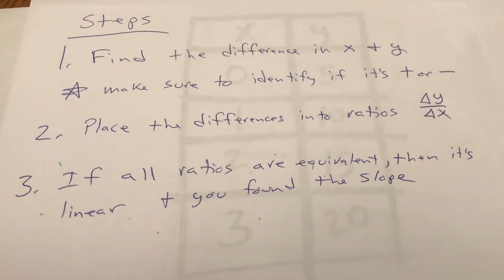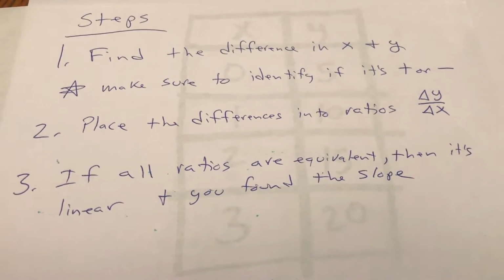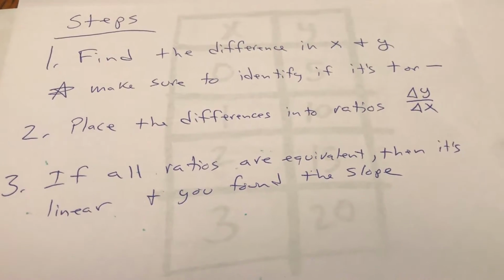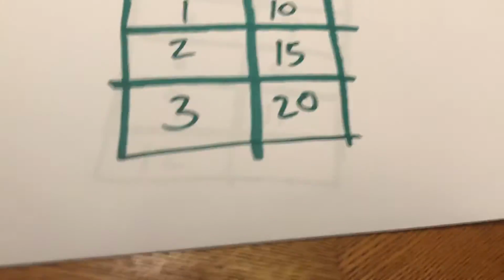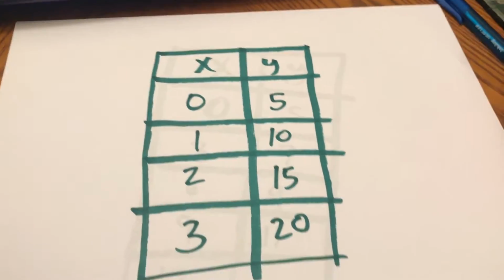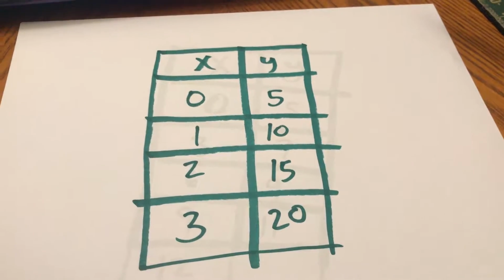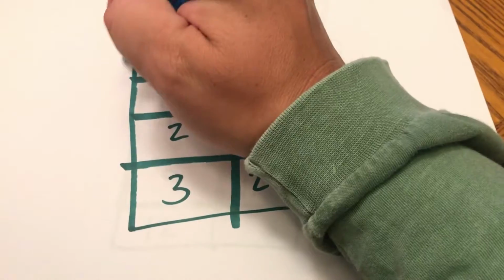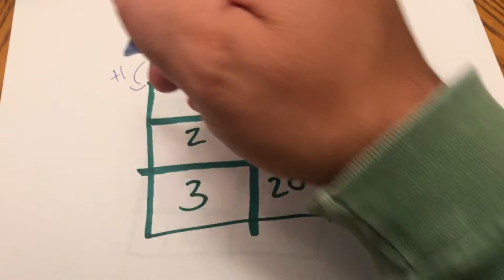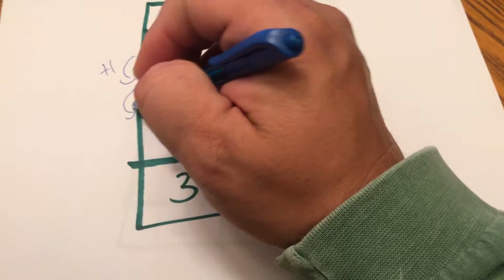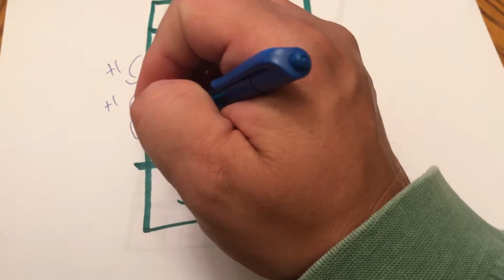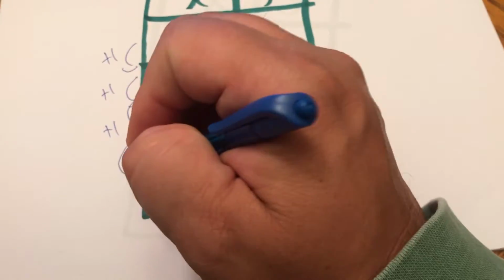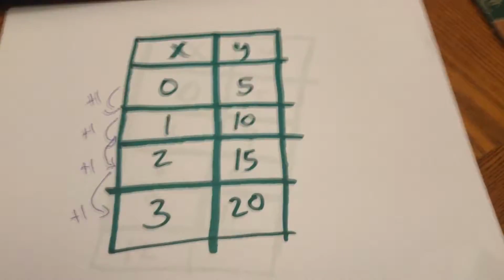So step one, we're going to find the difference in our x's and y's, and we want to make sure we identify if it's positive or negative, because that will help us determine if our slope is positive or negative. So here's our x and y, and here's just a simple table, and you can tell our x's is pretty simple. It's just a difference of 1, so I put plus 1 and plus 1, and we use these little arrows just to make sure we know that we did it, and it's good to keep it just plus 1, and that makes sense.